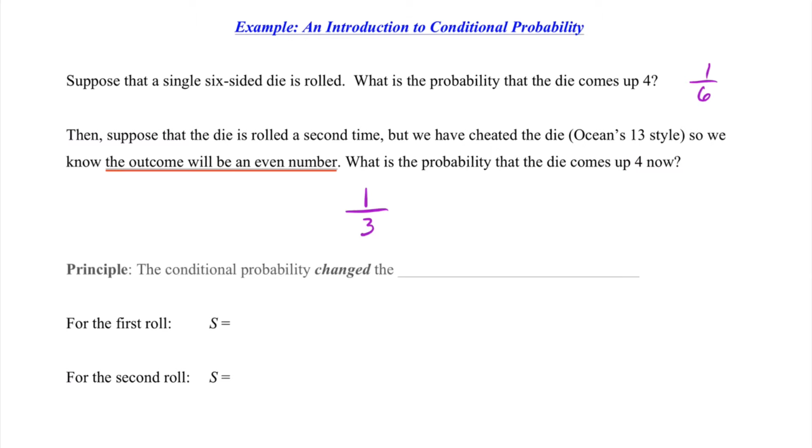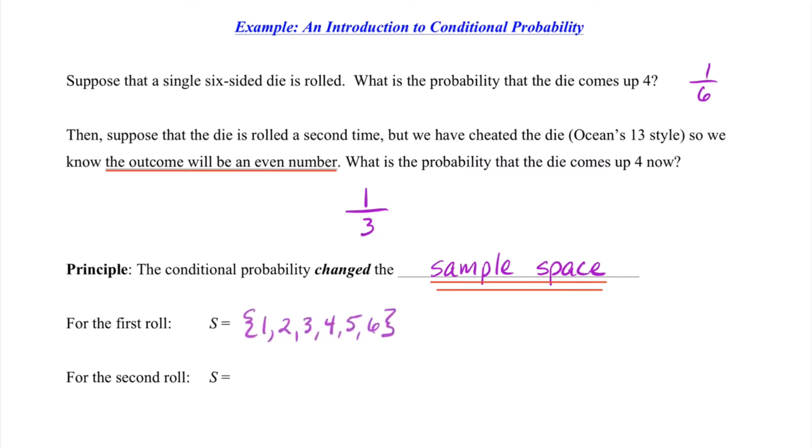The concept here is the fundamental principle that the conditional probability changed the sample space. That's what conditional probabilities do. They change the sample space, and then we reassess the probability of some event after the sample space has changed. For the first roll, our sample space S was the 6 numbers 1 through 6. However, for the second roll, the sample space changed to be only the even numbers, 2, 4, and 6, and that's why our probability went from 1 over 6 to 1 over 3. We only had 3 outcomes in our sample space.